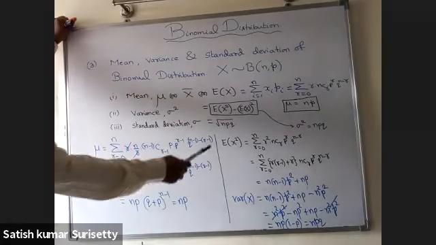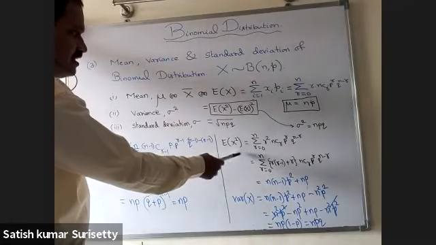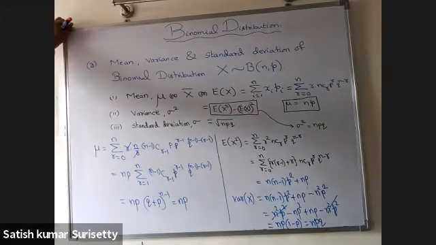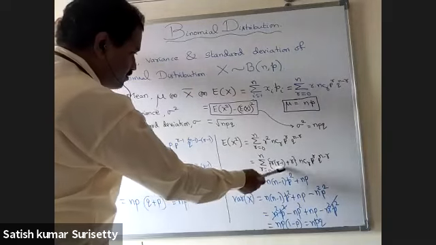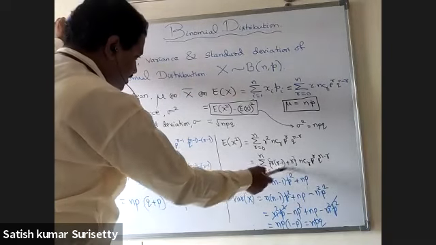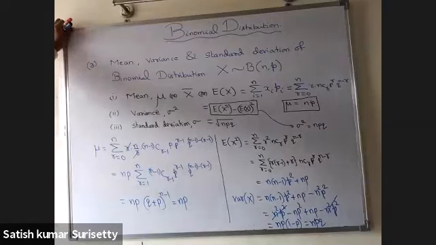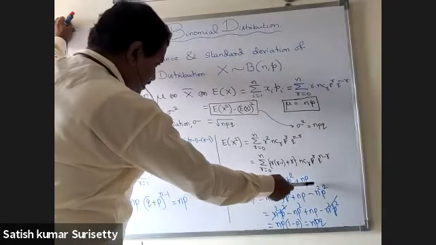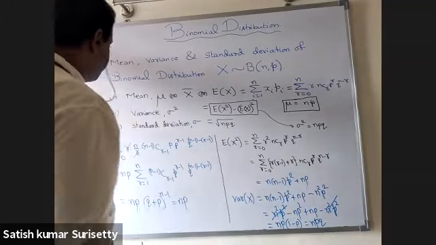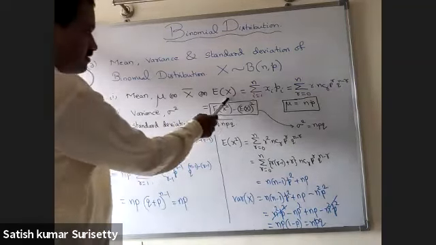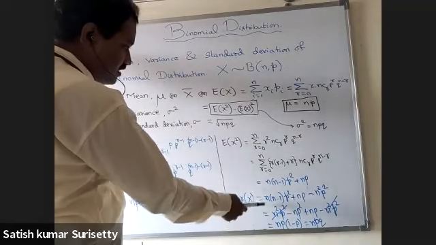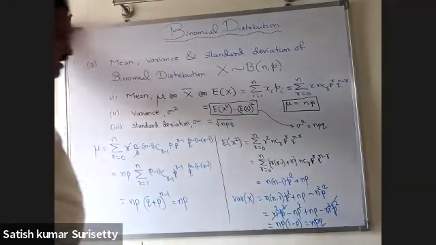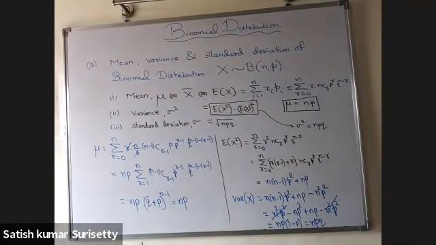In the same manner, let us first calculate expectation of x square. Sigma r equals 0 to n, r square nCr p power r q power n minus r. r square we can write as r into (r minus 1) plus r. Now if you separate the two terms and apply the same concept as before, we can write directly n into (n minus 1) p square plus n into p. Now the variance of the binomial distribution is expectation of x square minus expectation of x whole square. That is n into (n minus 1) p square plus np minus n square p square. When you simplify, you will get npq.